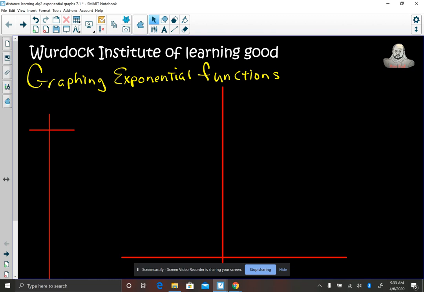All right, welcome back, Algebra 2 students, to graphing exponential functions. The first function I'm going to give you is y equals 2 to the power of x. It's the whole function.